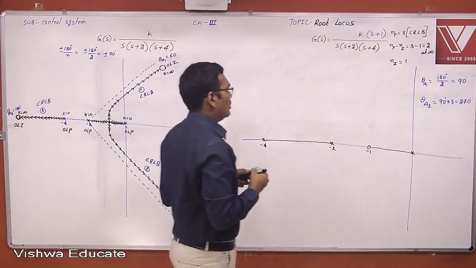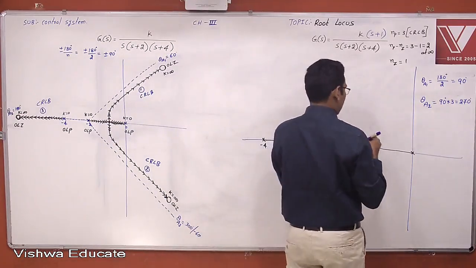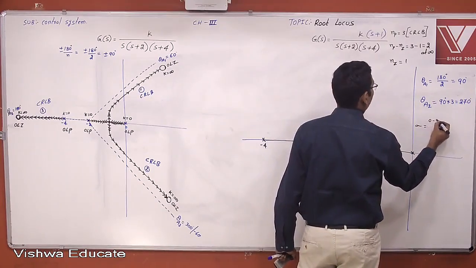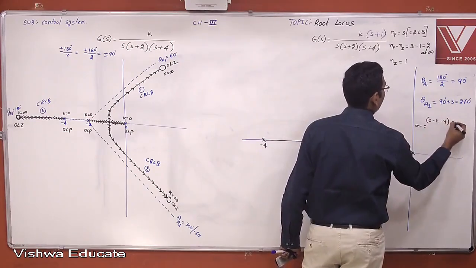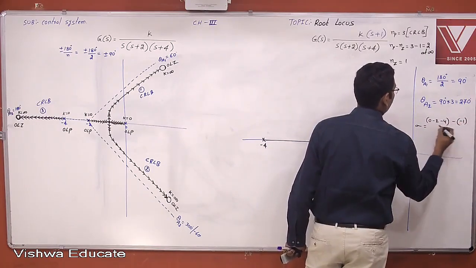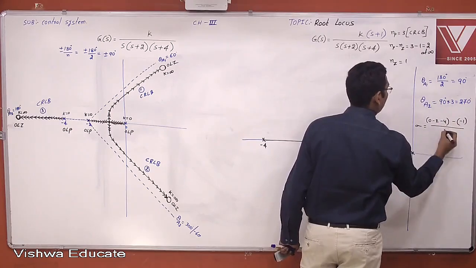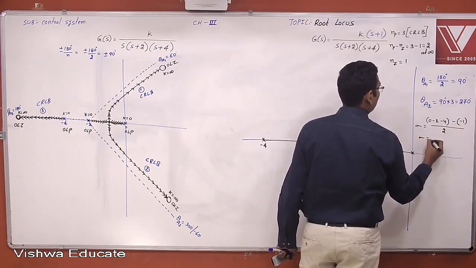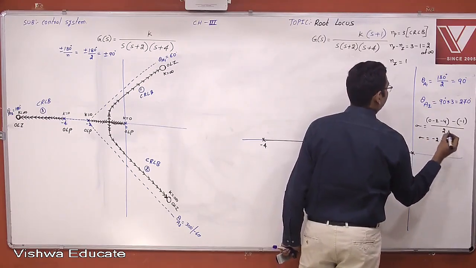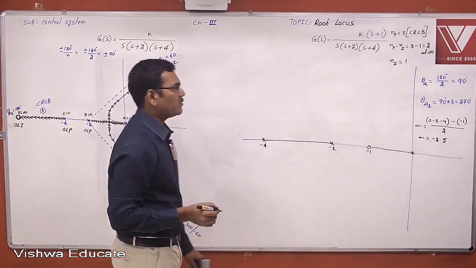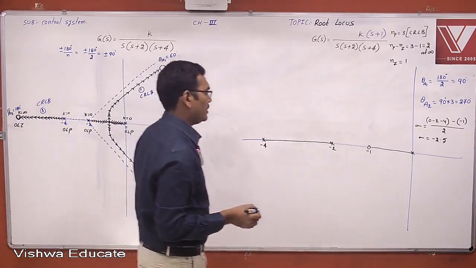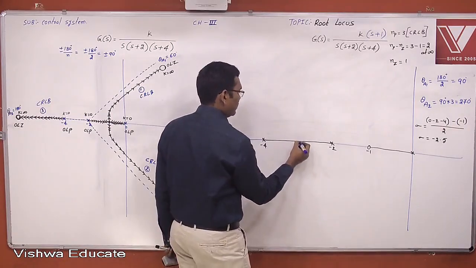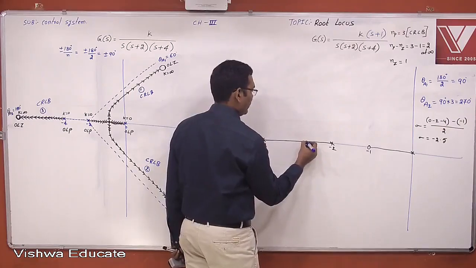Now, the centroid sigma, which is nothing but the sum of the real parts of the poles, 0, minus 2, minus 4, minus the sum of the real parts of the zeros, minus 1, divided by NP minus NZ, which is 2. That is minus 6 plus 1, minus 5 by 2, which is equal to minus 2.5. So minus 2.5 is the centroid sigma.